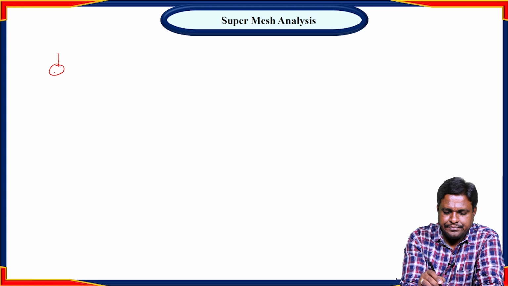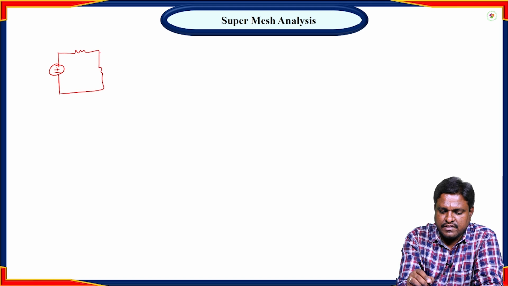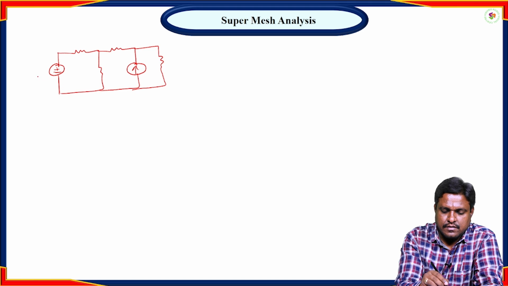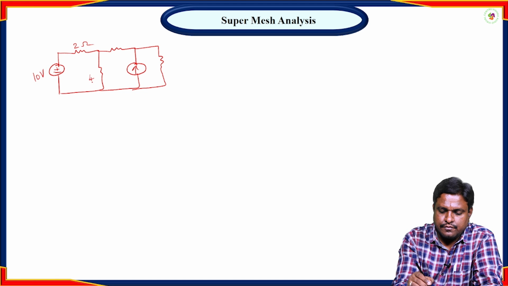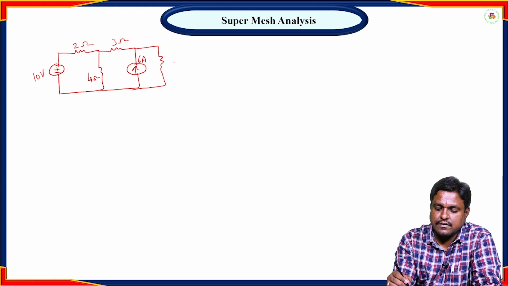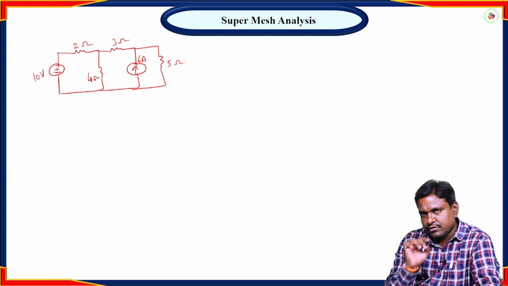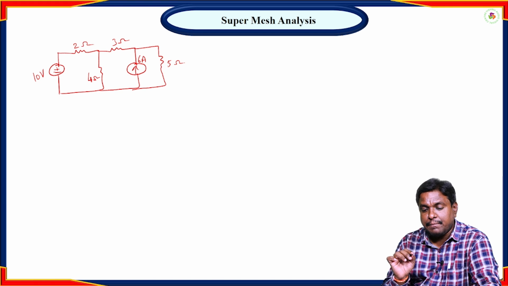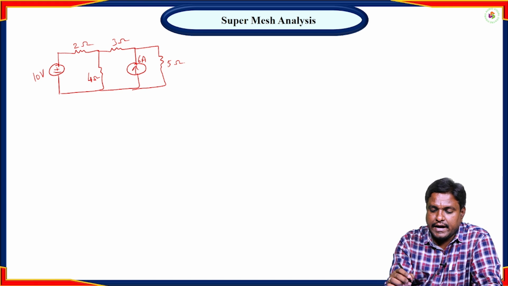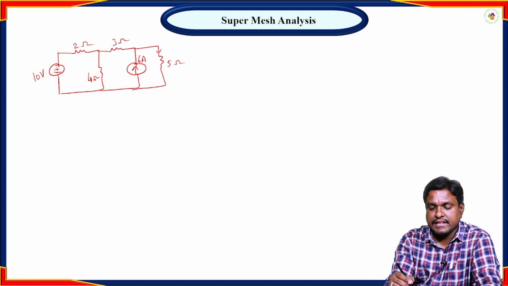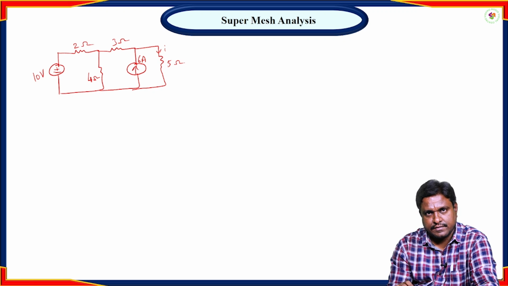Let us consider one voltage source and resistors in some series and parallel combination. So this is 10 volts, 4 ohms, 3 ohms, a 6 ampere current source, and 5 ohms. So this is the given problem. The given question is: find the current passing through the 5 ohm resistor.